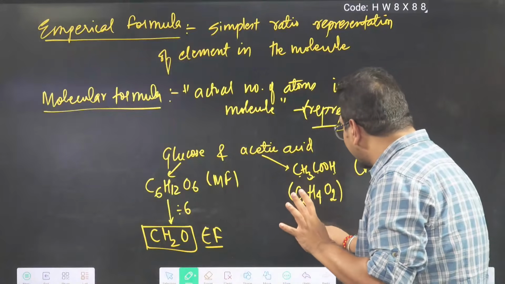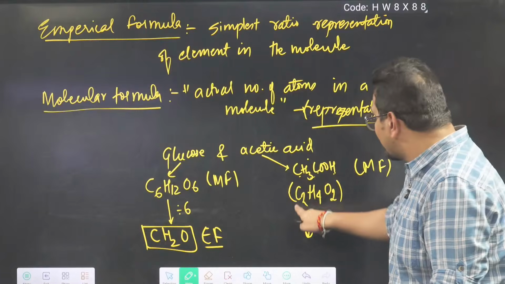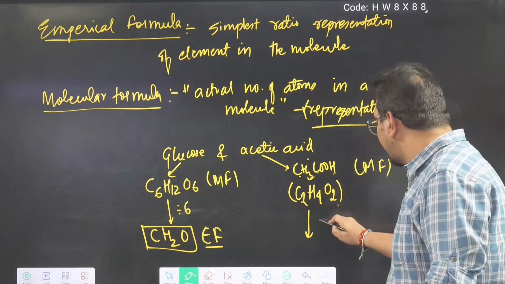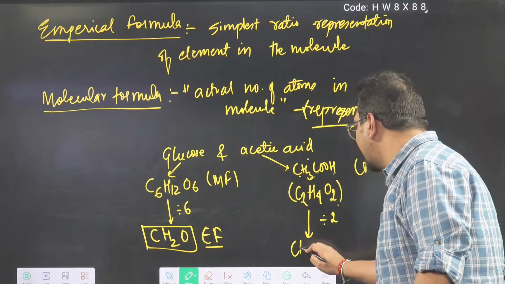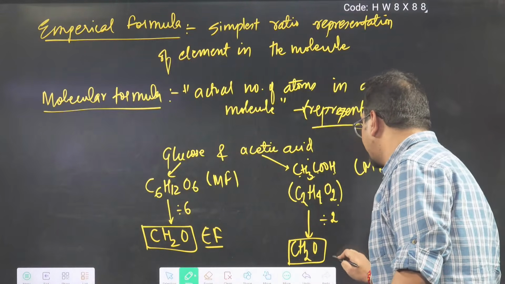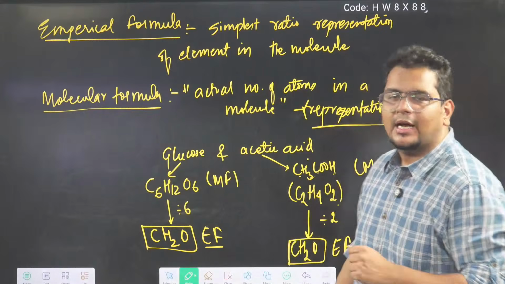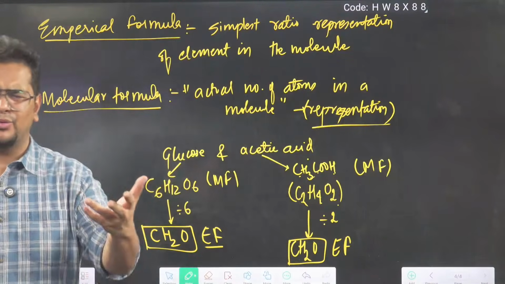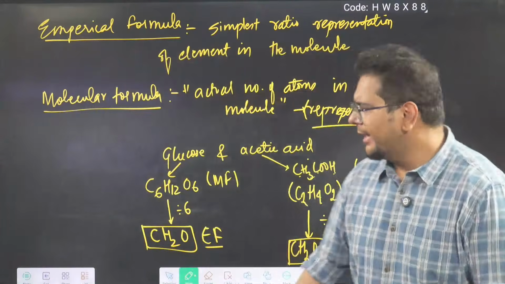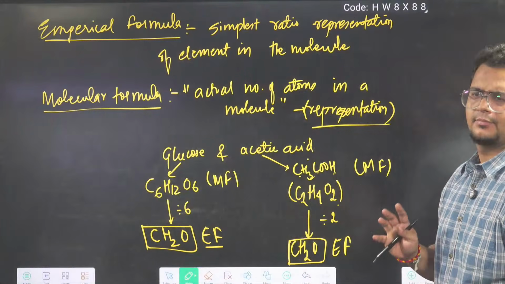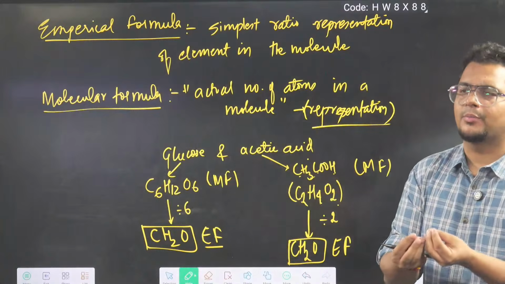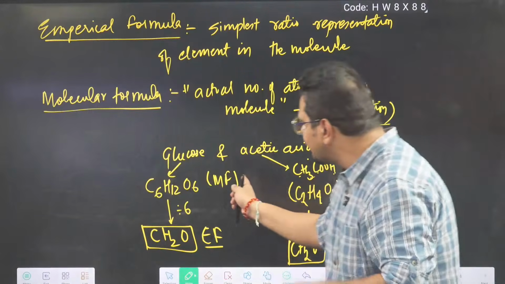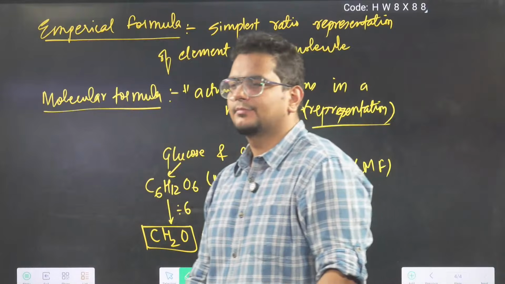And for acetic acid, 2 for 2, a common 2 is there. I can divide all this by 2. So on dividing by 2, I will get CH2O, and this is also the empirical formula. So the interesting question that comes is, glucose has the same empirical formula as which compound? Is the meaning of the empirical formula clear? The meaning of molecular formula we have been using for many days now in this chapter. Empirical formula is the simplest ratio of this.